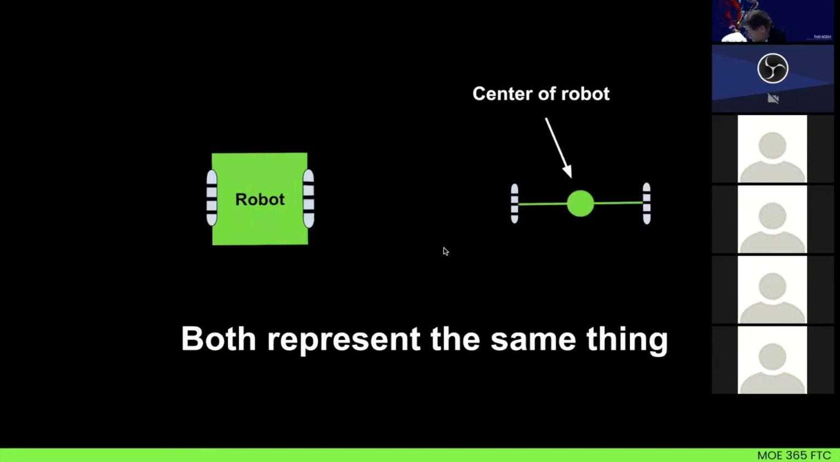And just for reference, in future diagrams, this image on the right is going to represent the same thing as the robot on the left. So this green square here means the same thing as what's shown here on the right. And the green circle is the center of the robot. It's just for ease of visualization.